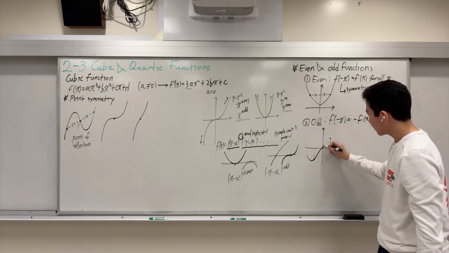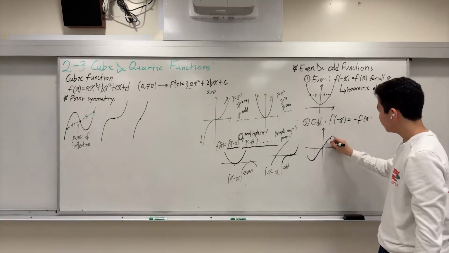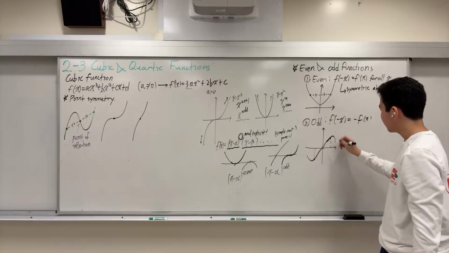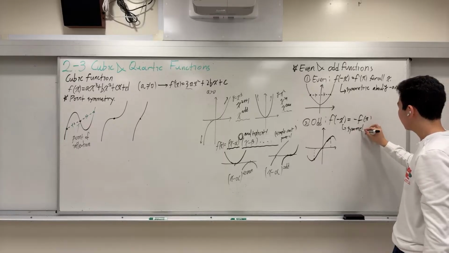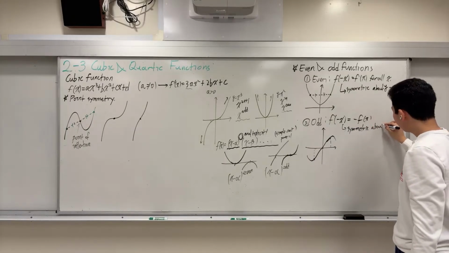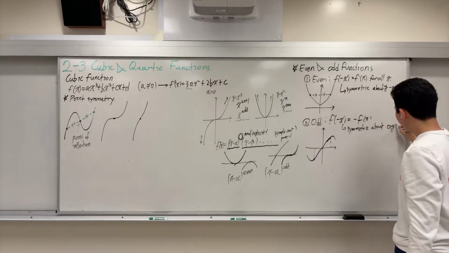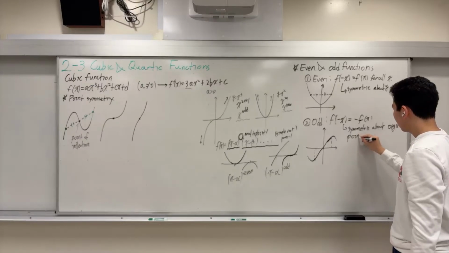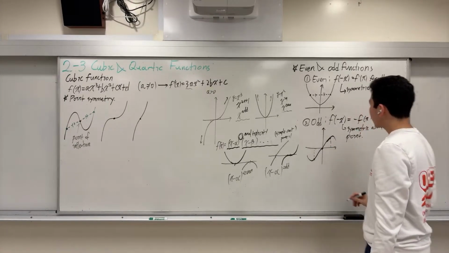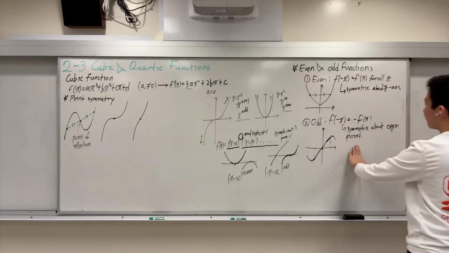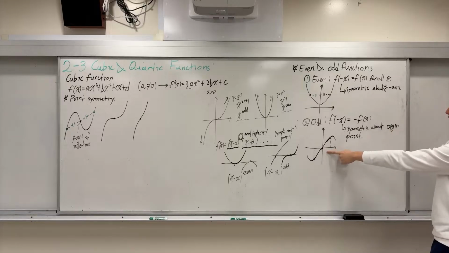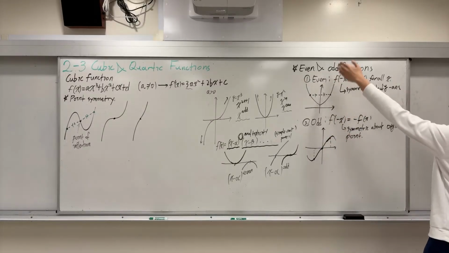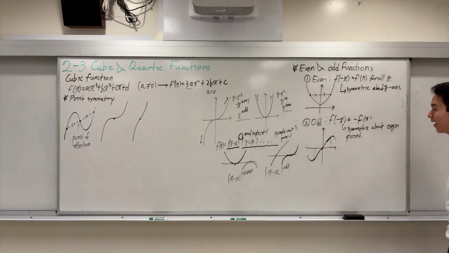So maybe a function that looks like this would be an odd function. Geometrically, that means symmetric about the origin point. So an odd function implies point symmetry. If you say odd function, it must be reflected against the origin point. And an even function is reflective against the y-axis.